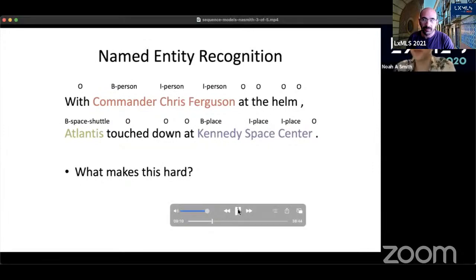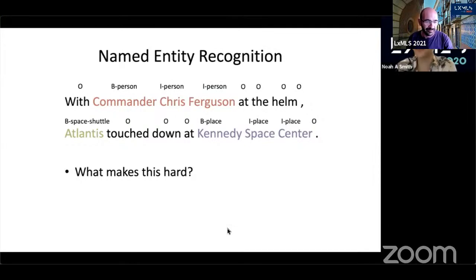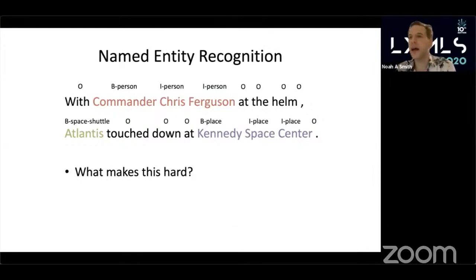First one inside of a named entity mention. This is a nice scheme called the BIO tag scheme for identifying spans that are contiguous. What's nice about it is that you can tell when two spans occur right next to each other, which doesn't happen in this example. You can tell the difference between one very long span and two spans that just happen to be adjacent. The other part of the tag for B and I tags is the type of the named entity. So in this example, we have three types. We have person, space shuttle, and place.